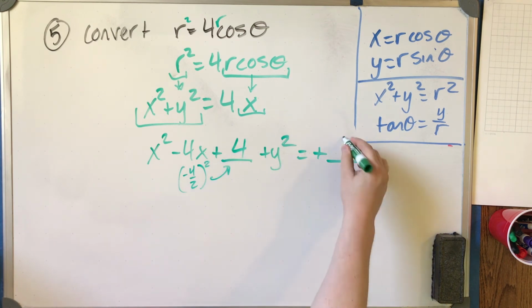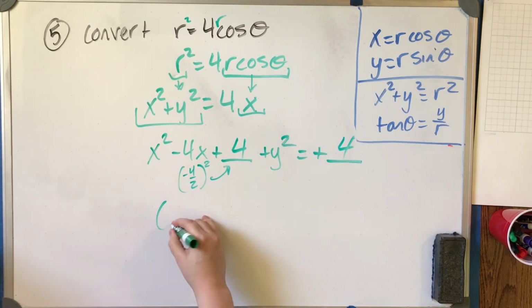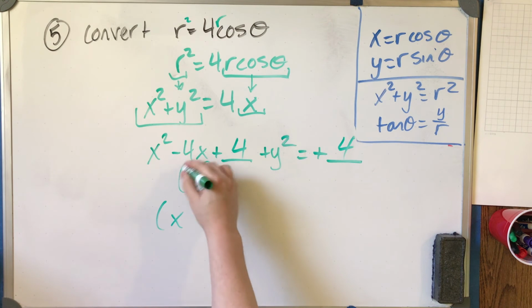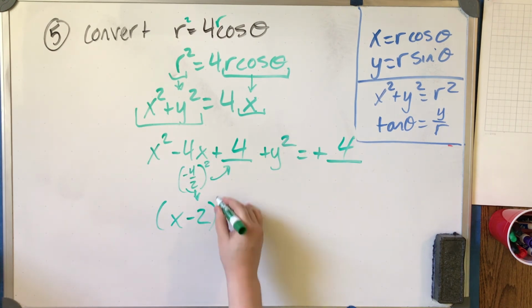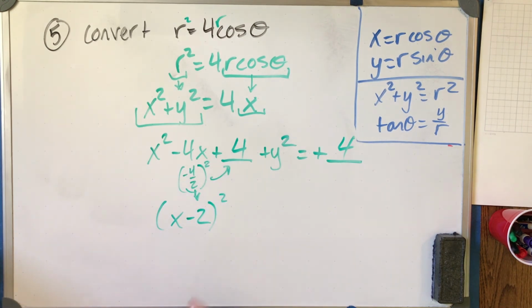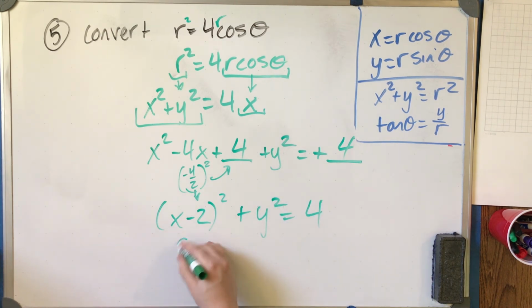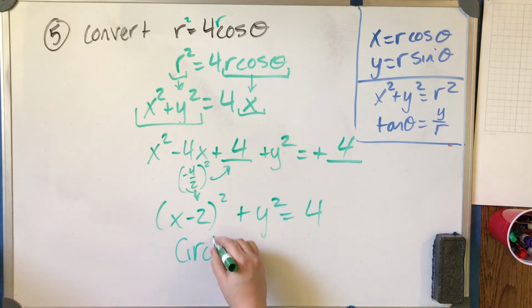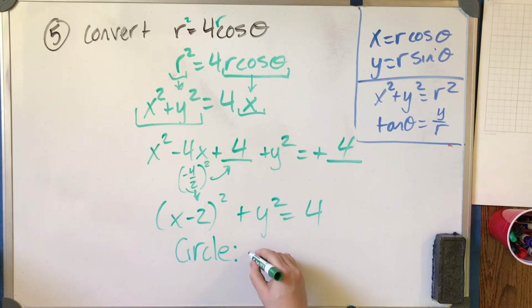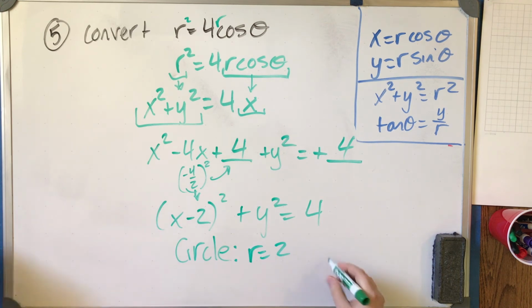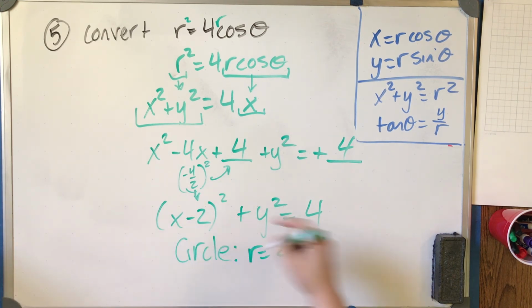So I'm going to have plus 4 plus 4. The secondary trick here is whatever this inside is what's going to be right here. So that's going to be an (x minus 2) squared plus our y squared equals 4. So I can tell that this is a circle with a radius of 2, and it has a center at (2, 0).